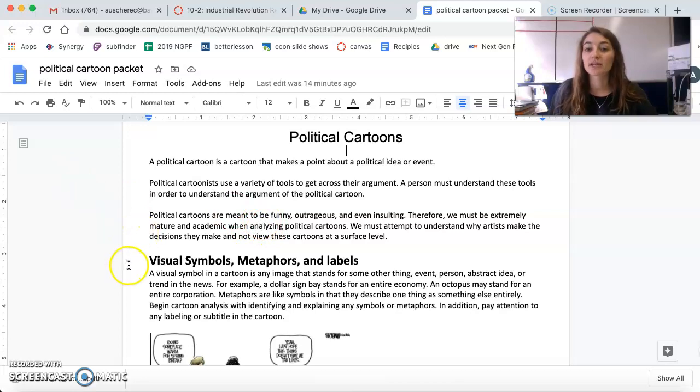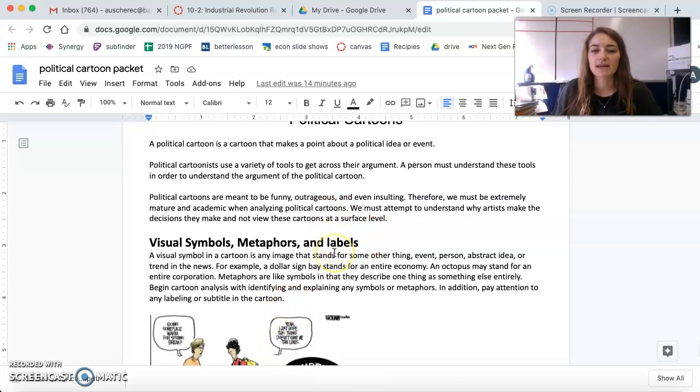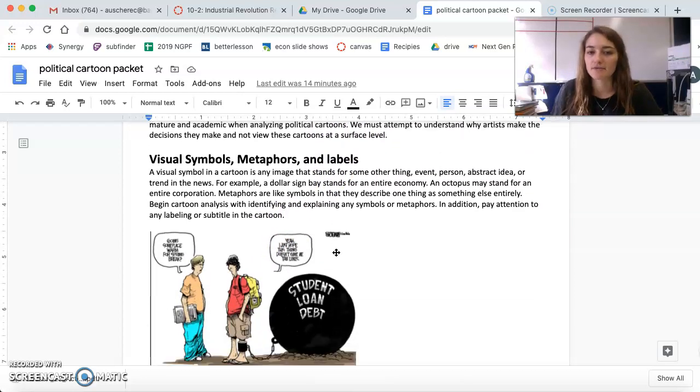Therefore, we have to be extremely mature and academic when we're analyzing political cartoons. It might be something funny or outrageous. That doesn't mean that the message of the political cartoon is funny or outrageous, and we are looking to understand the message. We must attempt to understand why artists make the decisions they make and not view these cartoons at surface level. So the first technique that political cartoonists use is visual symbols and metaphors.